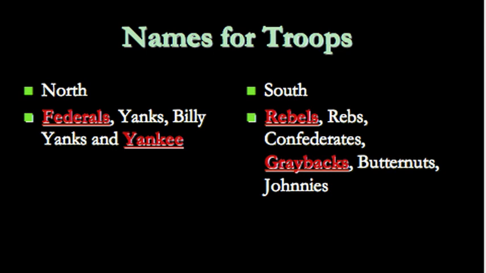Names for troops, there are lots of names that both sides call each other. In the North, the most common are Federals, Yanks, Billy Yanks, and Yankee. And in the South, Rebs, Rebels, Graybacks, Confederates. Your uniforms, for the most part, were a kind of ugly squash brown, so Butternuts became a name, and Johnnies.